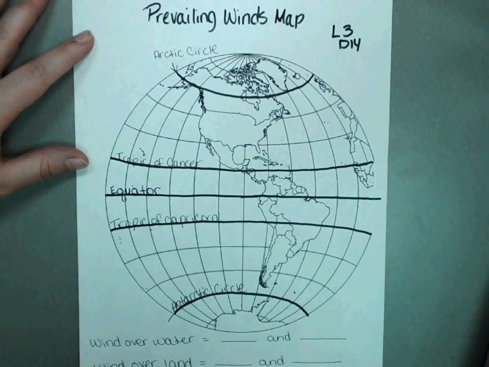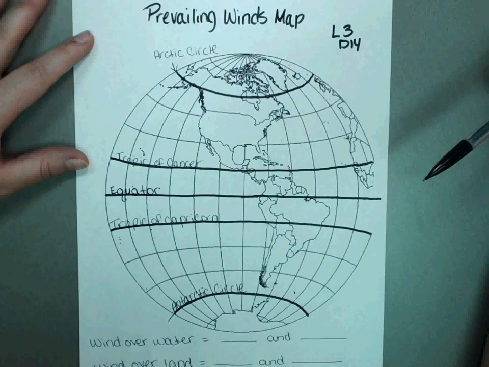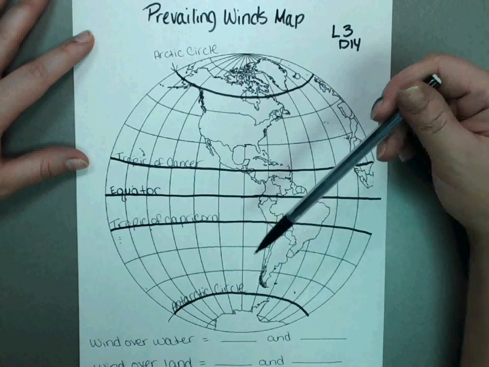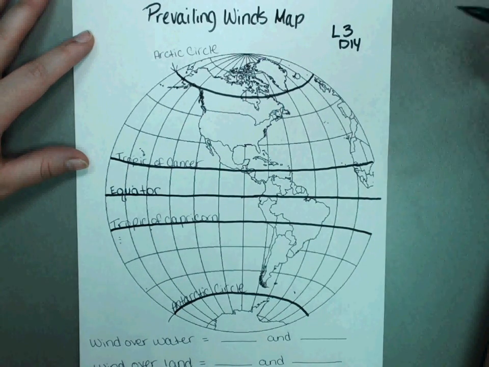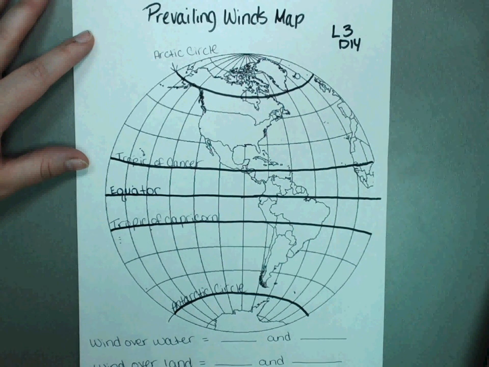I have already drawn in your 5 special lines of latitude. You've got your Arctic Circle, Tropic of Cancer, Equator, Tropic of Capricorn, and Antarctic Circle. You may end up drawing over some of the words, and that doesn't matter. I'm going to demonstrate how to make your own prevailing winds map, and you'll be able to use this on upcoming predicting climates.